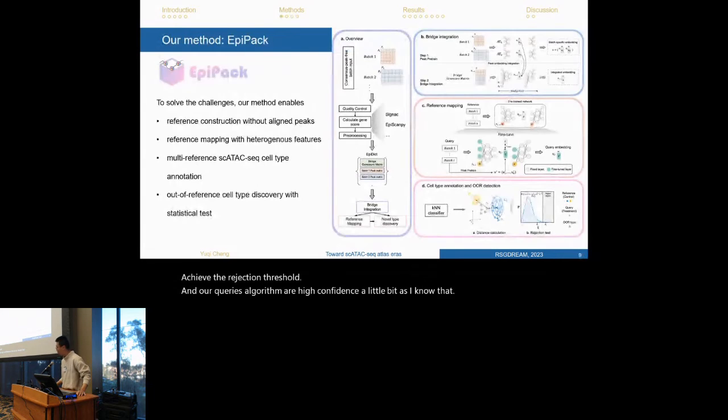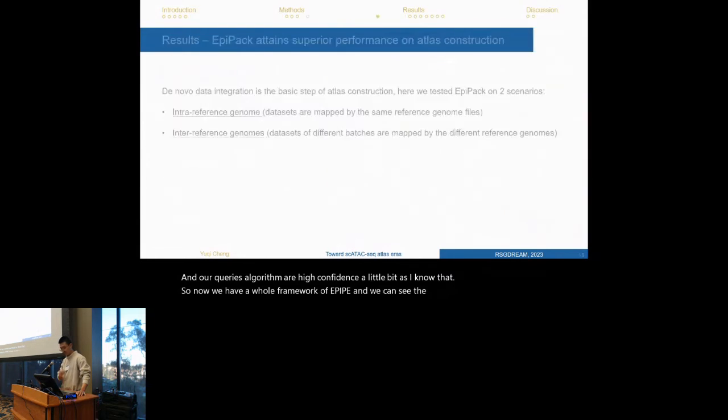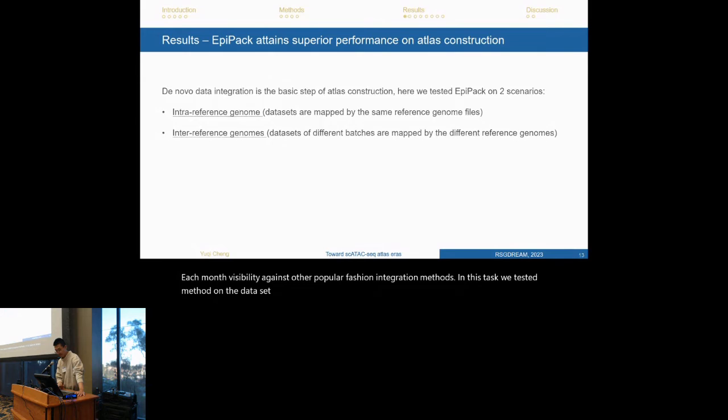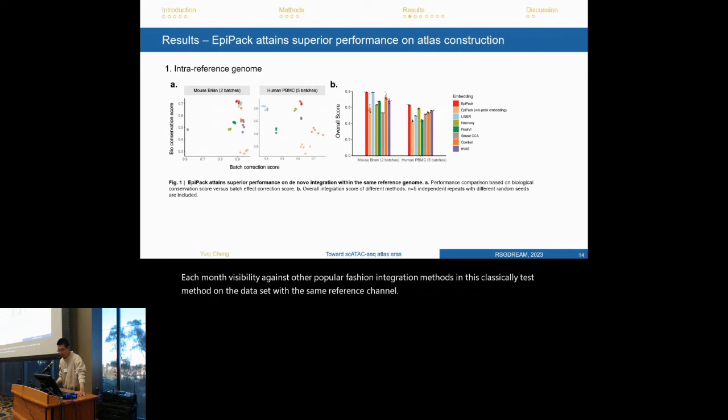So now we have the whole framework of APAC, and we can see some results. We first benchmarked the de novo reference atlas construction ability of APAC, because this is the very first step before we perform transfer learning. And we benchmark this ability against other popular batch integration methods. In this task, we test methods on datasets with the same reference genome, and all other methods are tested on the aligned peaks.